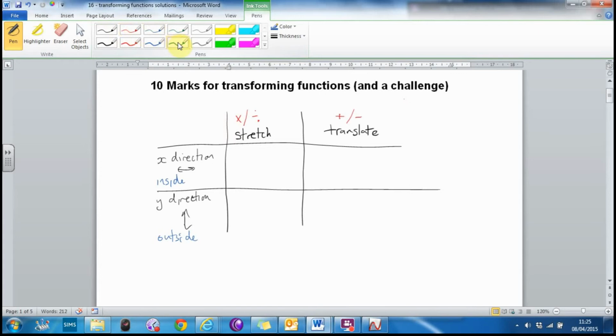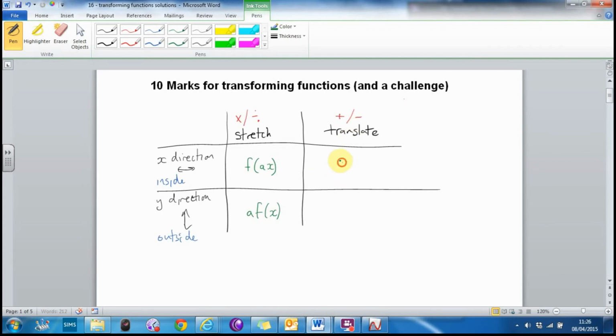Now, stretching in the x direction would look like this. You'd have your function, and inside the brackets you'd have a number, which I'm going to call a, times your x. In the y direction, you'd have your function of x, and the whole thing would be multiplied by a. Notice it's outside the brackets.